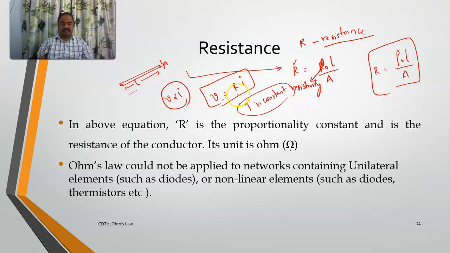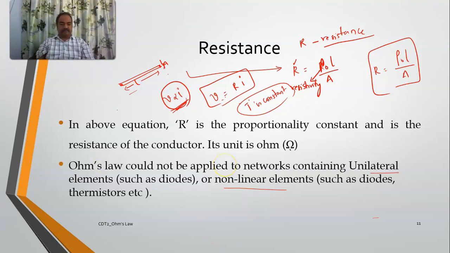This resistance R is measured in ohms, and this relation, V is proportional to I, is what we call Ohm's law. It has its own limitations. It is applicable to only a few networks, but not to all networks. As mentioned here, it cannot be applied to networks containing unilateral elements and non-linear elements. So, strictly speaking, it is applicable only to linear and bilateral networks.